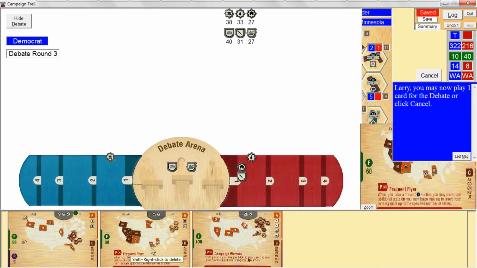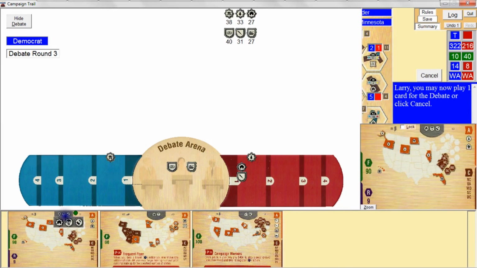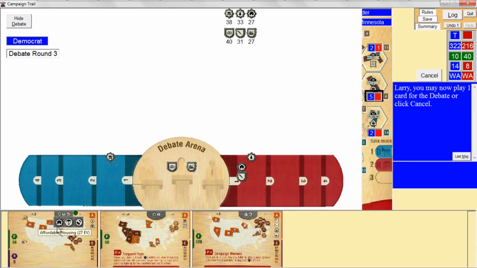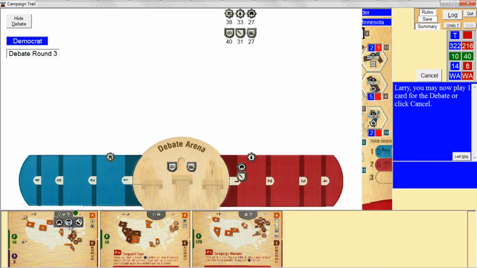Okay, the last card of the debate. So the only card I could possibly play is this one, which opens up rabbit trails. Essentially, it would move affordable housing back to the center and bring on foreign aid and international trade, and both of those would then be placed in the center and move to my track 1. So that's good for me because it gets me more voters placed in the states pertaining to foreign aid and international trade.